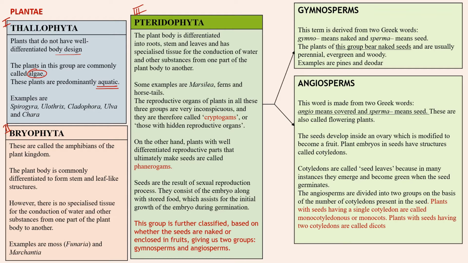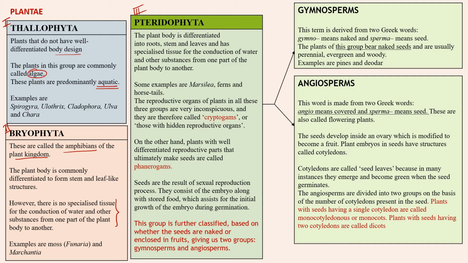Among Bryophyta, these are called amphibians of the plant kingdom. The plant body is commonly differentiated to form stem and leaf-like structures. However, there is no specialized tissue for the conduction of water and other substances from one part of the plant to another. So this is the main characteristic of the Bryophyta family, that they do not have any specialized tissue like xylem and phloem which will conduct water from one body part to another body part. Examples are moss and marchantia.